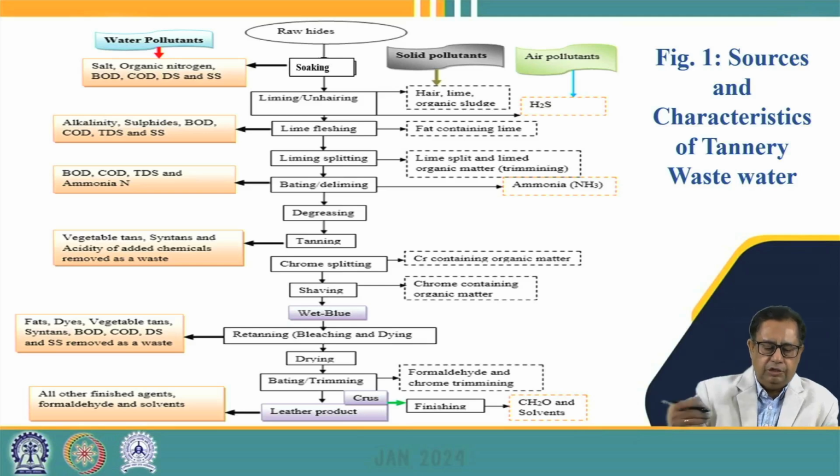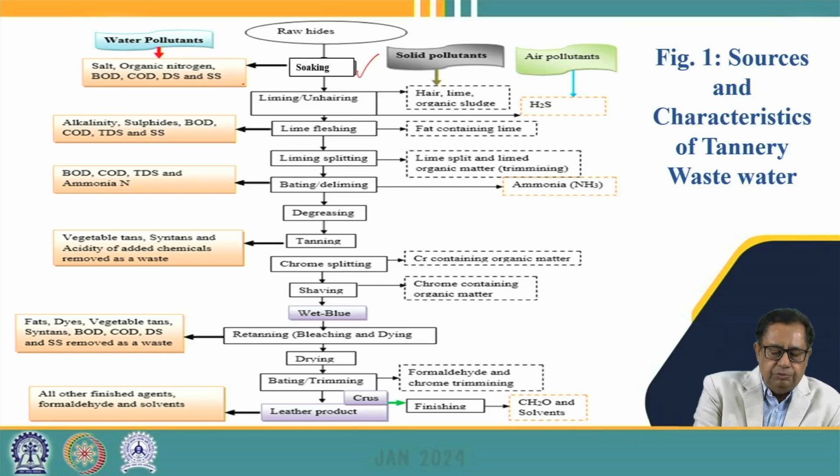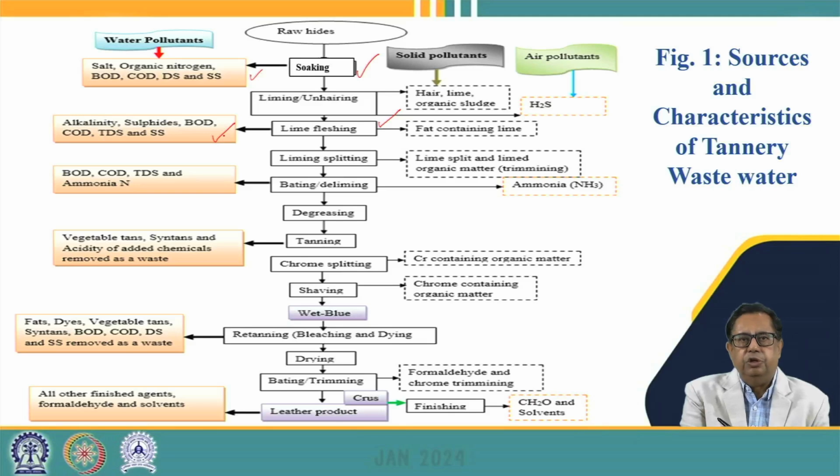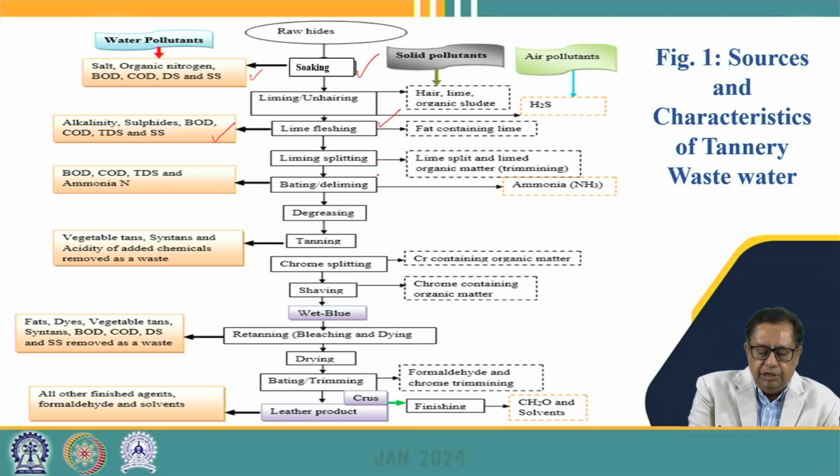So if we consider here the raw hides, they go to the soaking process, and this soaking process may result in a lot of salts, organic nitrogen, BOD, COD, dissolved solids and suspended solids. And after which we go for the liming process, and in the liming process, the wastewater that is generated may have very high alkalinity values. It has sulfides, it has BOD, COD, dissolved solids as well as suspended solids. Similarly, the baiting and deliming liquor may contain BOD, COD, dissolved solids as well as ammoniacal nitrogen.